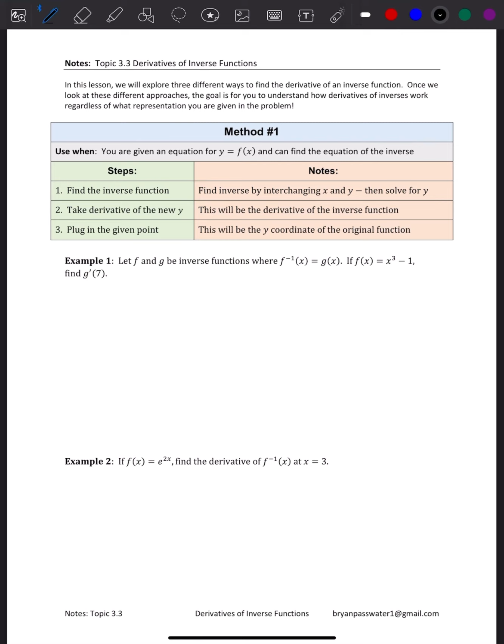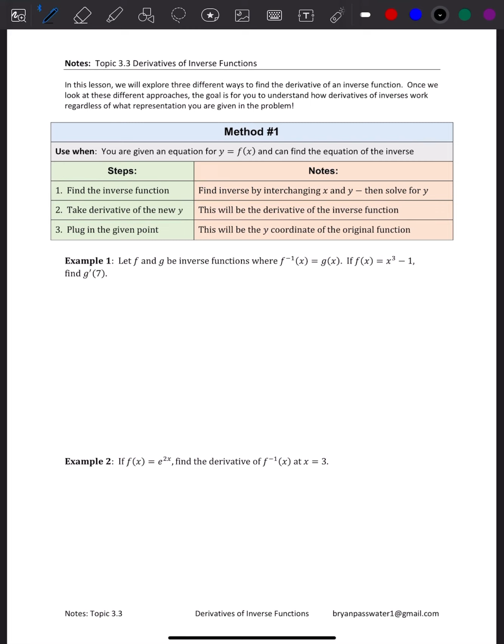So when we look at a function and we need to find inverses, we may be given a problem like: let f and g be inverse functions where f inverse of x is equal to g of x. If f of x is equal to x cubed minus 1, then find g prime of 7. So x cubed minus 1 is something that we can work with.